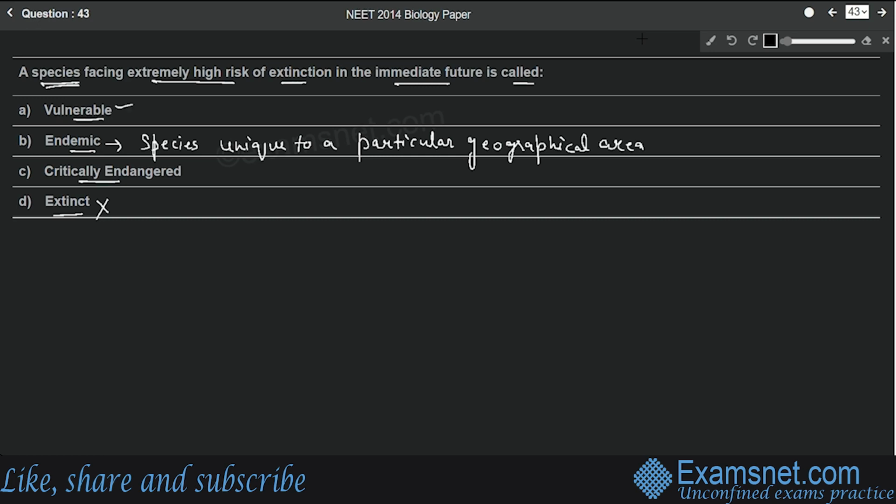Now out of vulnerable and critically endangered, see, both of them are facing risk of extinction, but the risk is more in case of critically endangered as compared to the vulnerable. Okay, so the higher risk will be in case of critically endangered, so option C will be the correct answer.